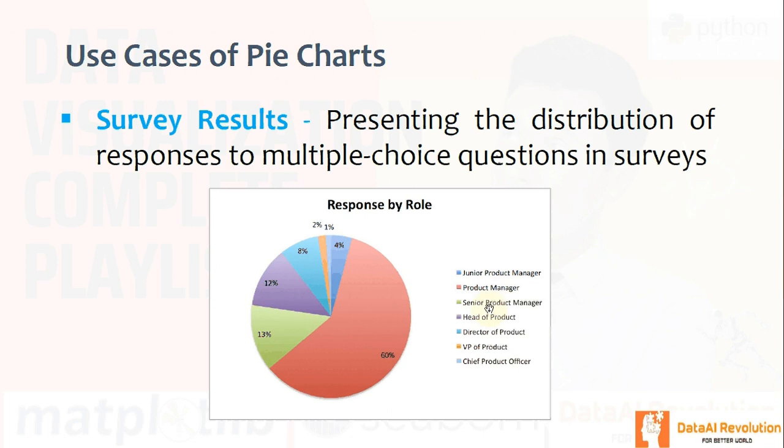13% are senior product managers, and if you see, this 1% color is basically director of product, and there will not be too many directors of product. For a single product there can be only one director, right? So you might have a lower count here. So this is going to show this.